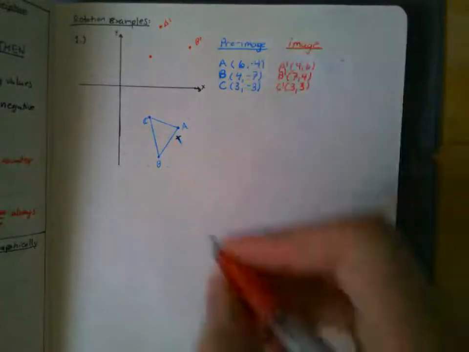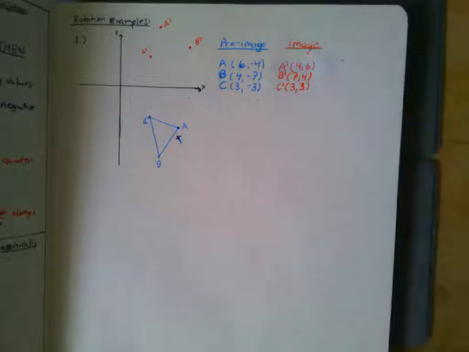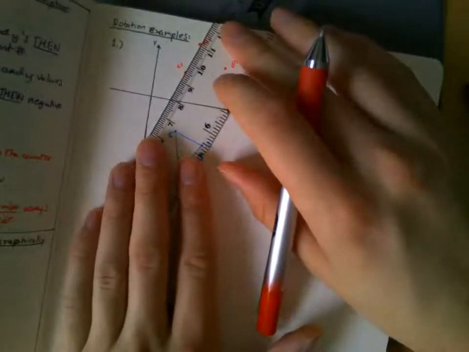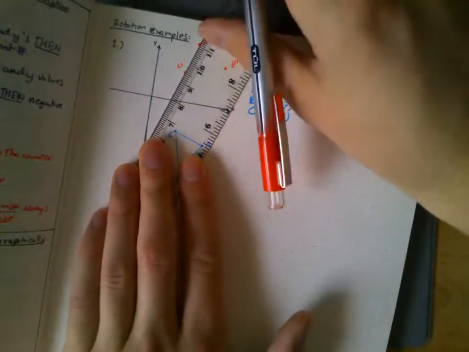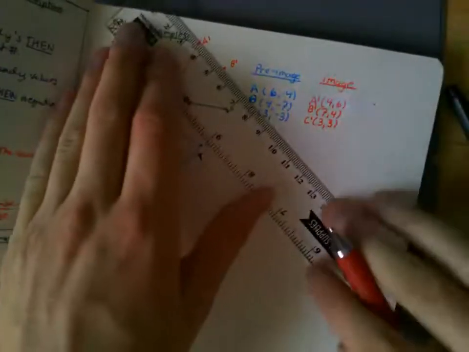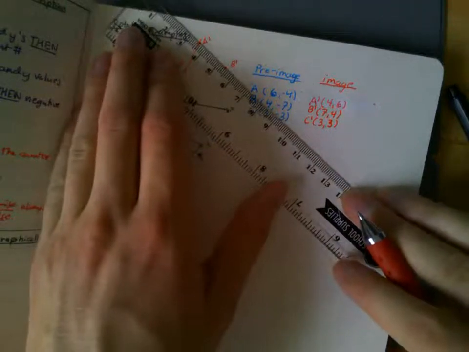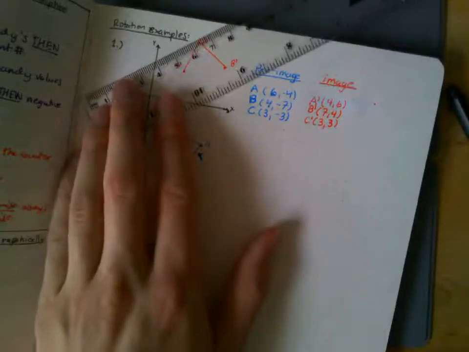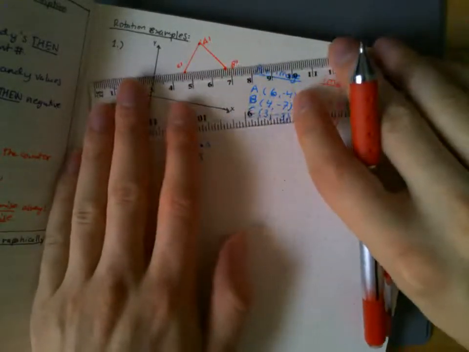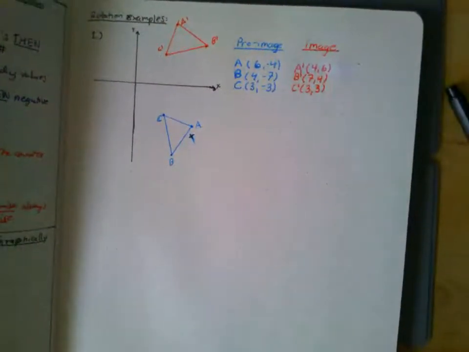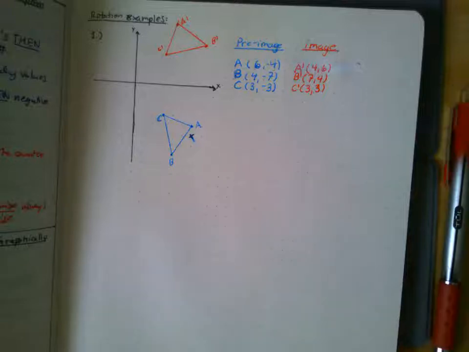Sorry for all the mistakes. C prime. Okay, so we're going to attach those. I have to move my notebook a little bit. Here we go. And finally, there we go. Okay. So there is our new beautiful triangle.